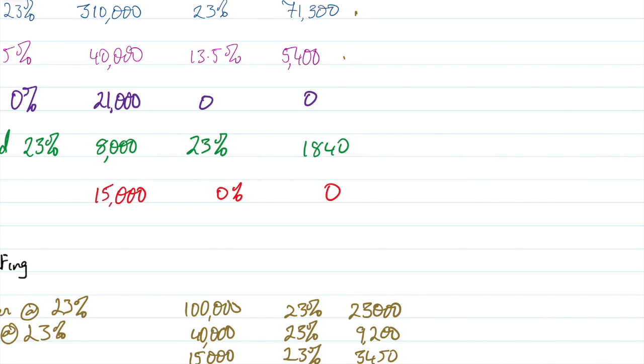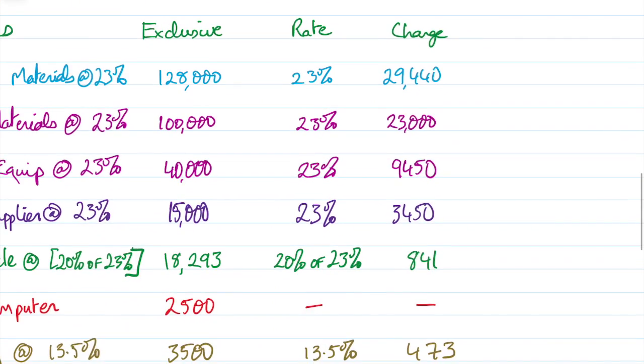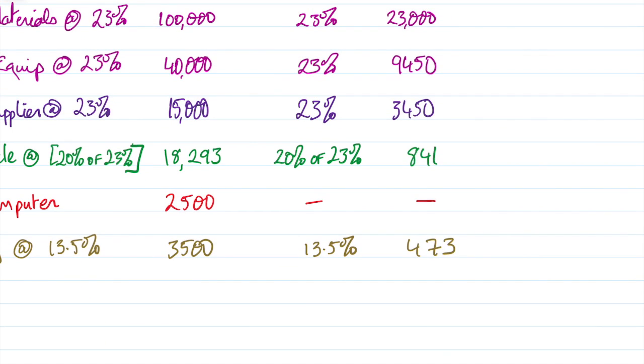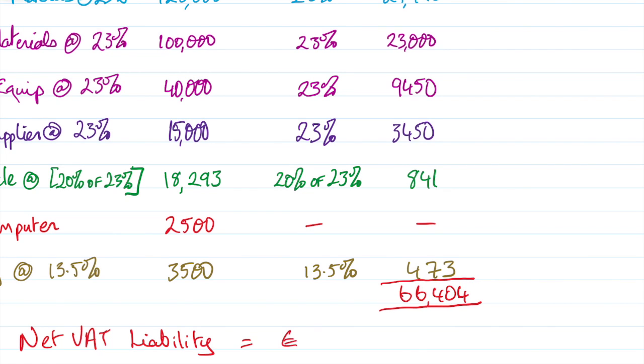We're now in a position that we can calculate the VAT charge. So we have the gross charge first, add all of those charges up, and we have 114,190. Add up the input credits, and we will get €66,404. And the final step in working out what the VAT liability is to subtract the amount of VAT that we have got in terms of input credits from the amount that we've charged, and that gives us a net VAT liability to the Revenue of €47,787.